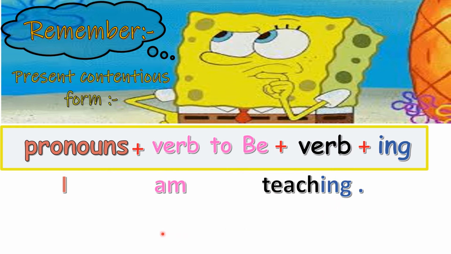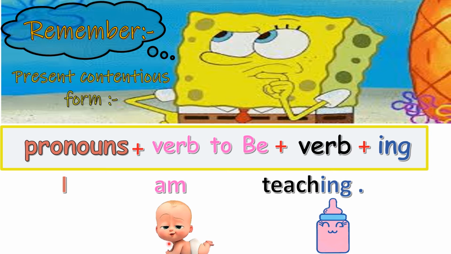So, do not forget that. When we see a baby, a verb to be, before the verb, we add ing. So, there is a baby of verb to be, I have to put ing. Again, when we see a baby, a verb to be, I have to put ing to the verb.